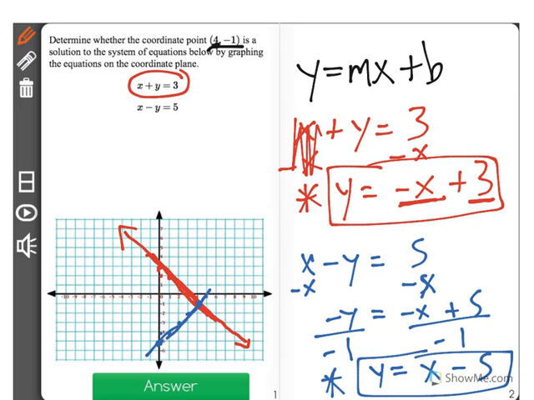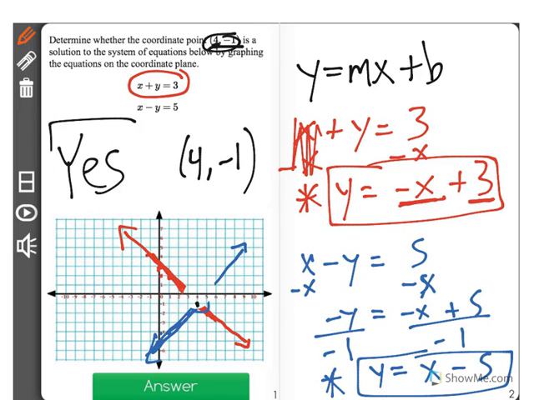And it looks like we have our intersection right here at the point. We could erase a little if we need to see. It happened right here at the point (4, -1), which is exactly the point they were asking about. So yes, that is the solution to the equations here.